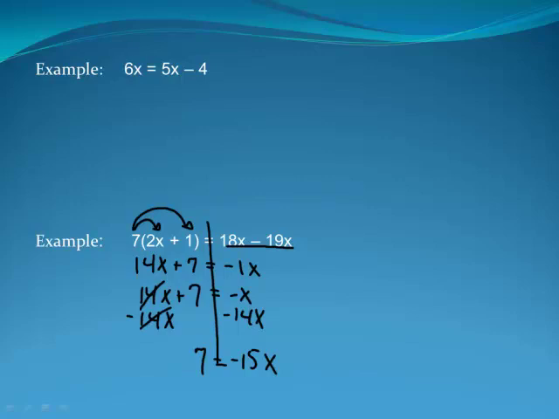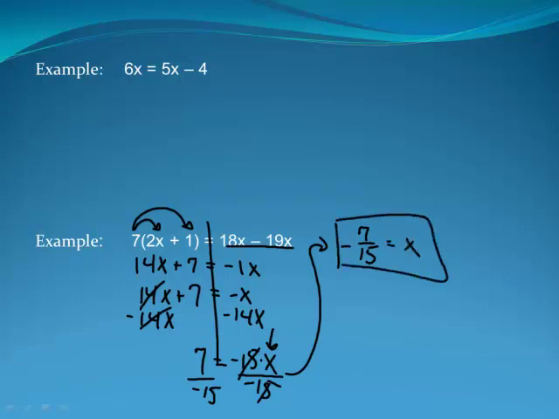And to solve, I'm going to have to get rid of that negative 15 because I want to isolate my x. So the opposite of multiplication is division by negative 15. And if we bring that up here, 7 divided by negative 15 is negative 7/15. And that's equal to our x value. That fraction cannot be reduced. And so that is our final answer in that particular example.